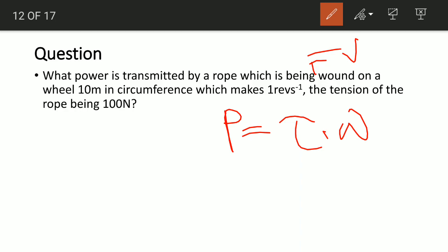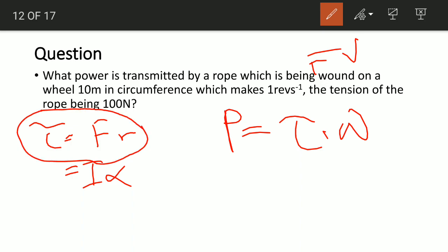Now if you notice, we are not given torque and we are not given angular velocity, but we know what torque is. Torque is equal to force times radius, or you can say torque is equal to moment of inertia times angular acceleration. It looks like the one we are going to need here is force times the radius. But in this question, we are not given the radius, we are only given the circumference.